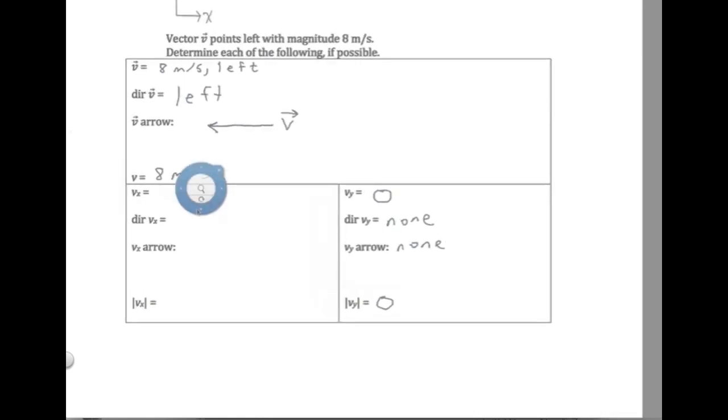I think I already talked about vectors which are parallel or anti-parallel to the axes before. Since this is anti-parallel to the x-axis, the y component is 0, which means it has no direction, and 0 vectors have no arrow. And then the x component, well, remember, do the sign first. This is pointing in our leftward direction, so the sign is negative. And then the magnitude of the component is just the complete magnitude of the vector, 8 meters per second.